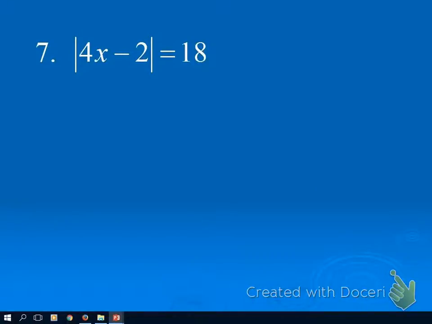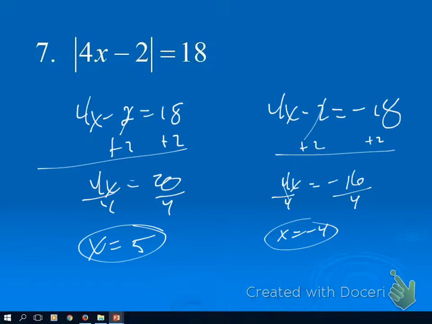Okay? Number 7, as you do it one more time. Give that a shot. Okay? X is 5, x is negative 4. Split and then solve. Don't try to solve first. Right? 4x minus 2 is equal to 18. 4x minus 2 is equal to negative 18. So split and solve. All right?